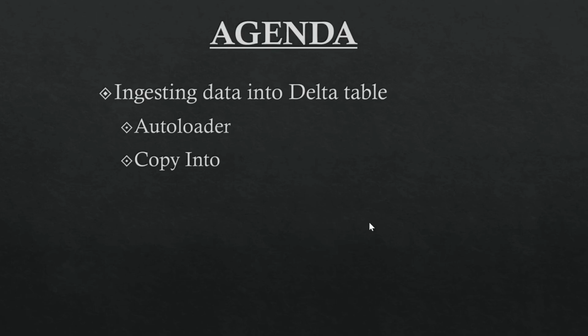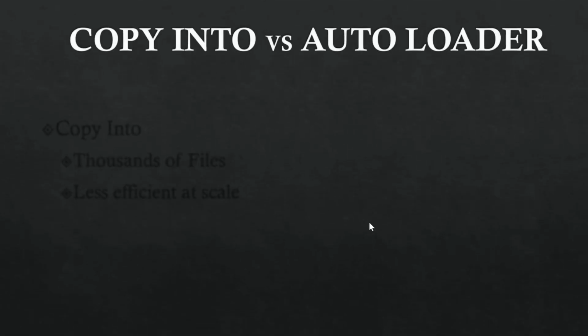We have already discussed how you can do it using autoloader. If you don't know how to do it, then you can go ahead and watch my previous video. I have pinned that in the I button. You can see exactly how to load your data into your Delta table using autoloader. So the second way is using copy into. Let's focus on the copy into method for this particular video.